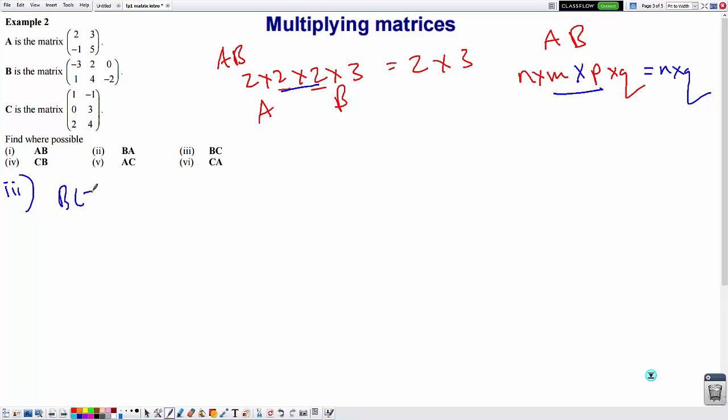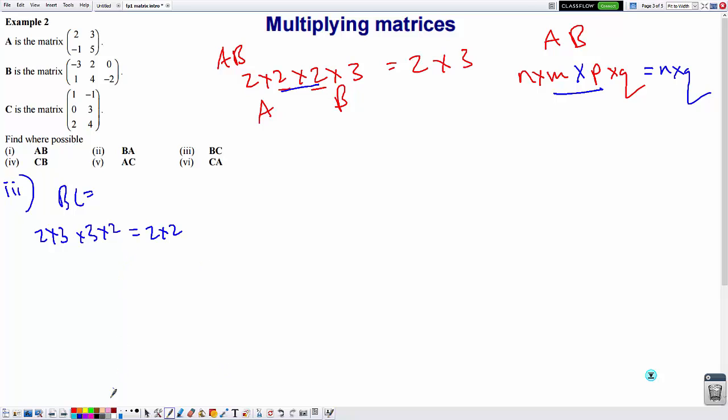So BC, it's this times this. Before we even do this, let's just check if it's possible. Well, B is a 2 by 3 matrix. Let's just look at it. So 2 by 3. And C is a 3 by 2. Numbers match. So we can work out the answer. And my answer should be a 2 by 2 matrix. Okay, so let's actually work this out now.